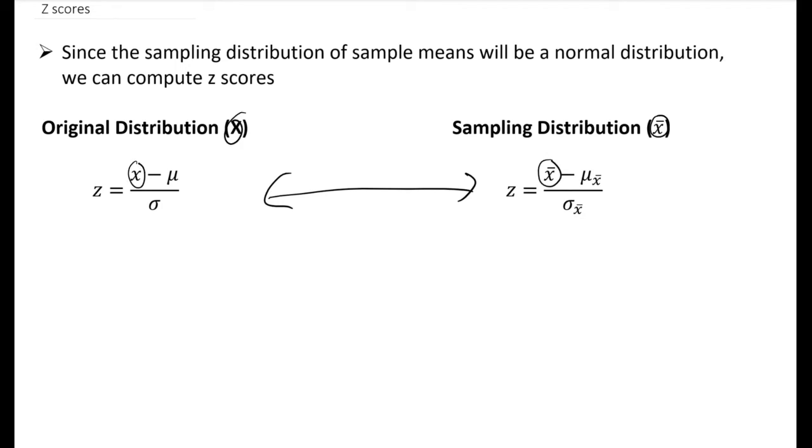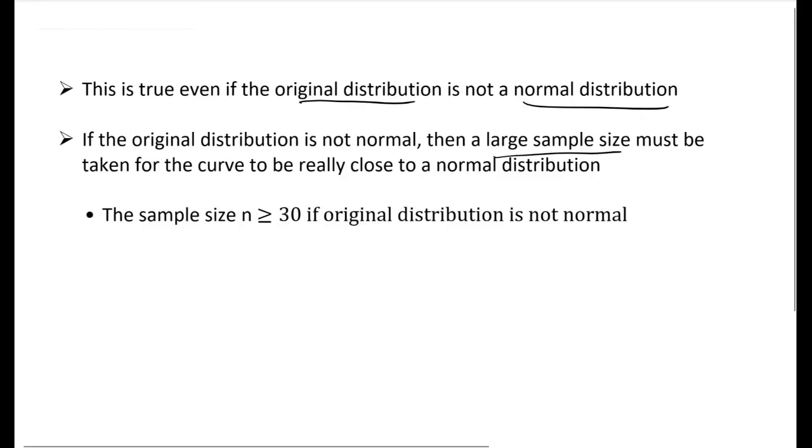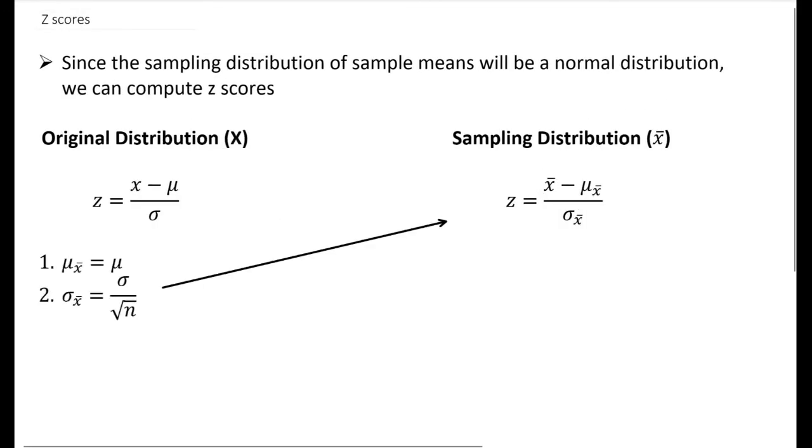So instead of doing it for x, we're doing it for x bar. And then instead of a regular mu, we're doing a mu x bar. Instead of a regular sigma, we're doing a sigma x bar. So that's the only difference in the formulas. However, remember that we mentioned the two properties, right? That mu x bar is equal to mu.